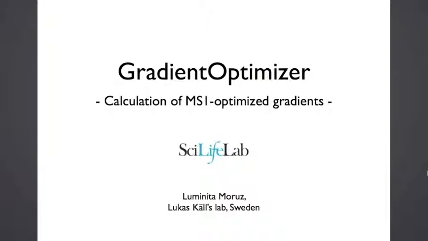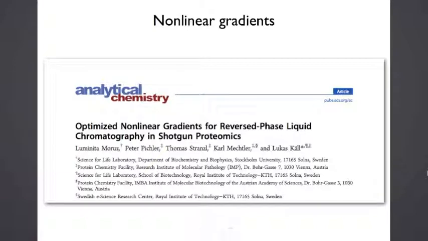What I'm going to talk to you about in this tutorial is how you can use our new software tool called GradientOptimizer to calculate MS1-optimized gradients. MS1-optimized gradients are a type of nonlinear gradients that we proposed in a paper recently published in Analytical Chemistry. I strongly encourage you to read this article before trying out Gradient Optimizer and before watching this tutorial. Here I will only explain the main ideas behind using nonlinear gradients, while in this article you'll find more information about the use of such gradients and the advantages they have.